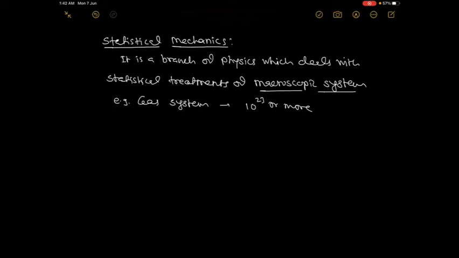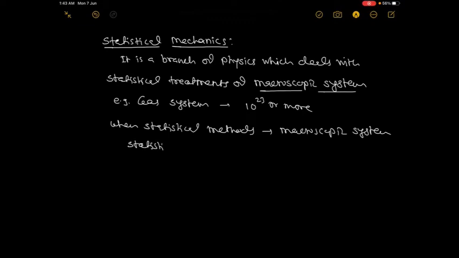When statistical methods are applied to the macroscopic system, which statistical methods like collection of data, classification of the numerical data as well as its tabulation, such methods once applied to macroscopic system, then the statistical predictions are nearly correct.